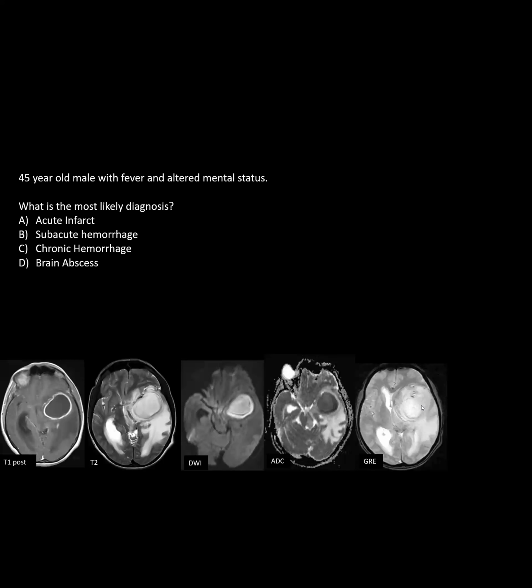So if this is not showing susceptibility, is it going to be hemorrhage? No. Right. Do you think this is an acute infarct if it's mainly showing vasogenic edema and rim enhancement? No. It looks like an abscess. Exactly right. So again, it's like a puzzle.